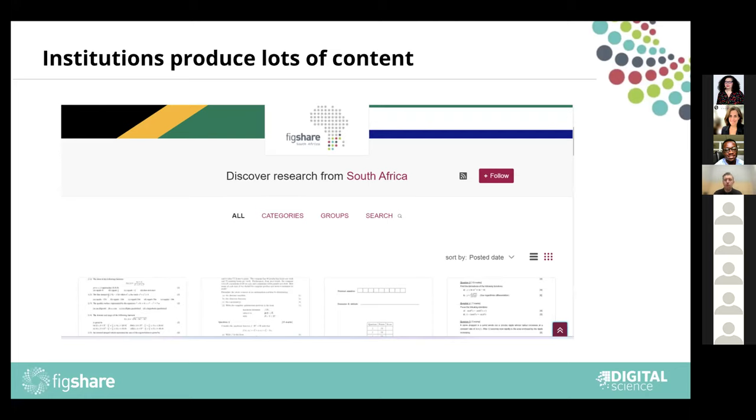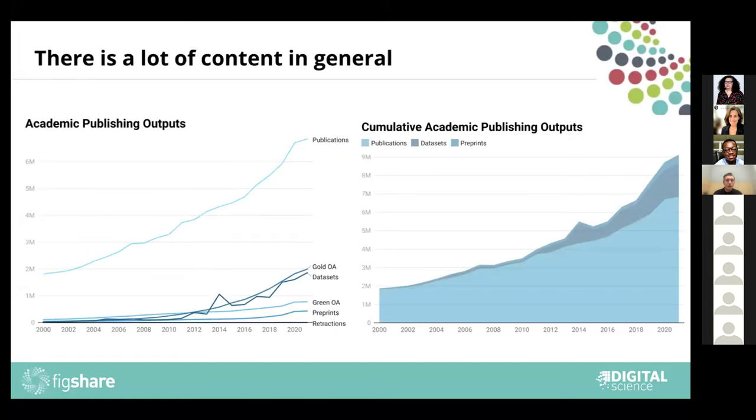You can search through it. It's got full text search. You can make it discoverable in many different ways because there is a lot of content coming out. If you look at this, on the left, it's showing the different types of research that's being published. And if you look at the right, this is showing you newer things like data sets and preprints. That's just the top of this chart, right?